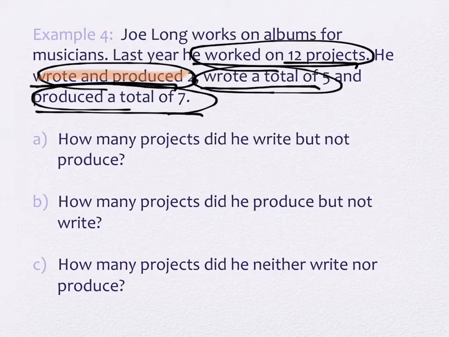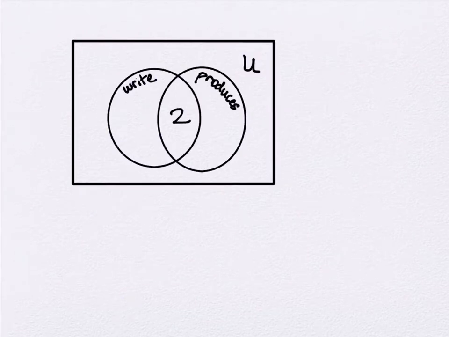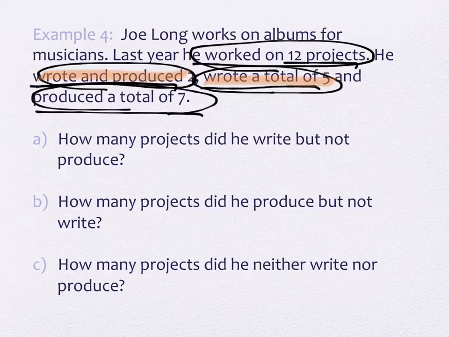Okay. Danielle says we're going to do 5. So it says he wrote a total of 5. So the 5 has to be everything inside of the wrote circle, whatever you want to call it. I already have 2 in there, so how many more do I need? 3. And now everything inside that circle adds up to 5. And I'm done with that piece of information.